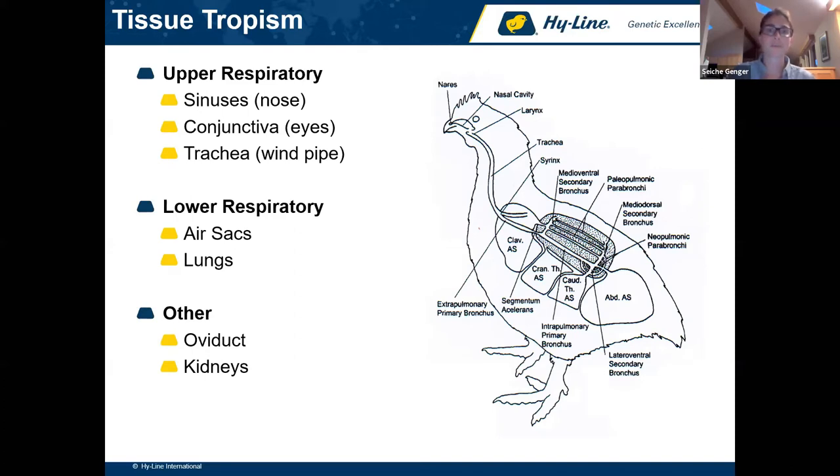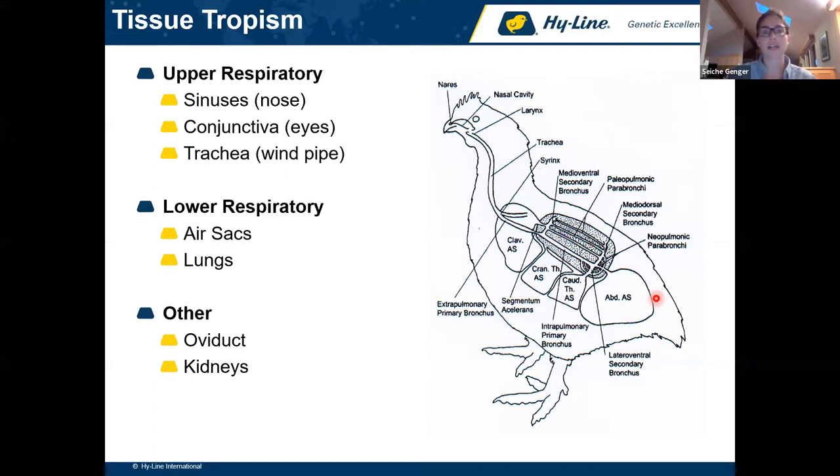So, tissue tropism. Tissue tropism is a fancy way of saying, where does this virus like to live once it gets into the birds? The primary sites it likes to go are up here in the upper respiratory tract. It gets into the sinuses, which are by the nose, the conjunctiva, which is the tissue around the eye, and it really likes the trachea, also called the windpipe, which runs down here. Once it comes in through the upper respiratory system, it affects our air sacs down here and also our lungs. Many of you may remember from your younger days of schooling that birds have air sacs, and air sacs are what push air forward through the lungs.